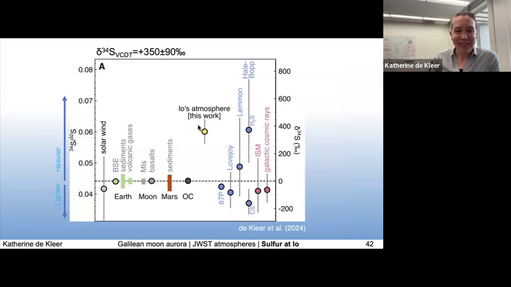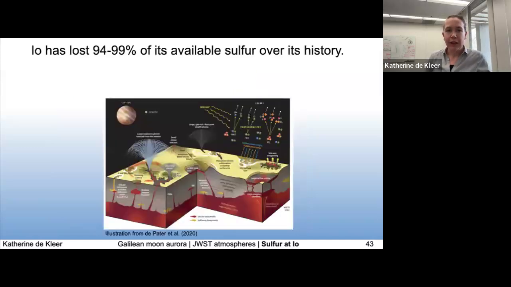So Io's atmosphere plots heavier than anything in the solar system, except maybe H2S in Comet Hale-Bopp, although that has quite large error bars. But certainly compared to any of the rocky objects, Io's sulfur is extremely heavy. This actually tells us quantitatively how much of the sulfur that's participating in this mixing and loss process has been lost over time. And if we convert this sulfur isotope ratio to an amount that has been lost, we find that Io has lost almost all of the sulfur that's participating in this process over its history.